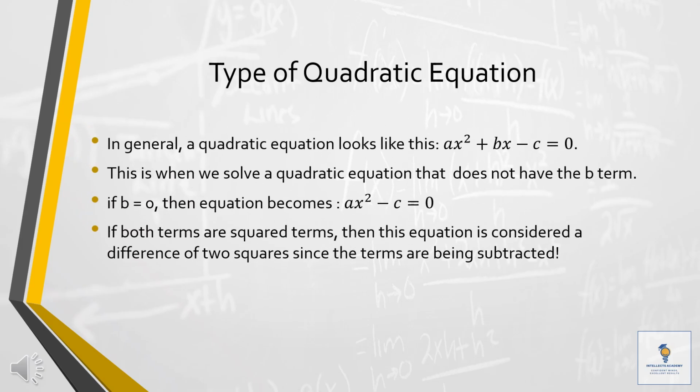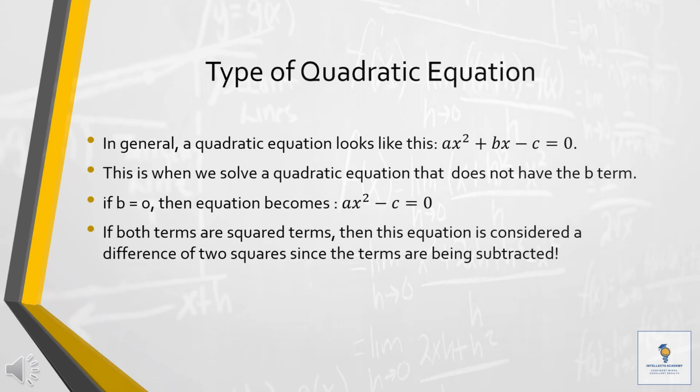What type of quadratic equation can be solved with this method? This is the type of equation that does not have the b term in it. We know that the general form of a quadratic equation is ax squared plus bx minus c equals 0. But if b is 0 and the two remaining terms of the equation are squared and subtracting, then the equation can be solved using the difference of two squares method.